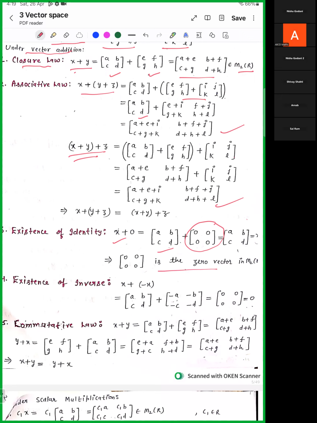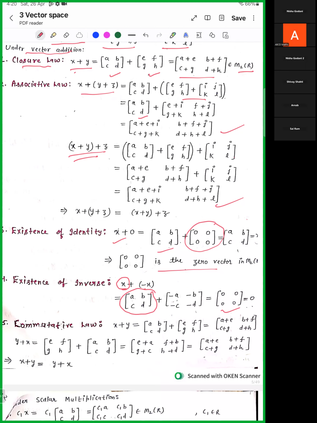Now existence of inverse. So which matrix is to be added in this matrix X so that you get zero matrix? So X is this ABCD matrix. So if you add this matrix having negative X, minus A, minus B, minus C, minus D, if you add these two, you get zero matrix. Because ABCD is any arbitrary matrix of order 2, ABCD can be any number. So this means that for every 2 cross 2 matrix there is an inverse for that matrix, and addition of that matrix gives zero matrix.